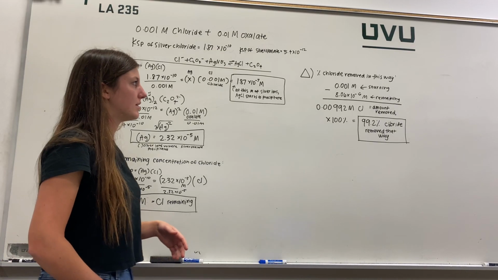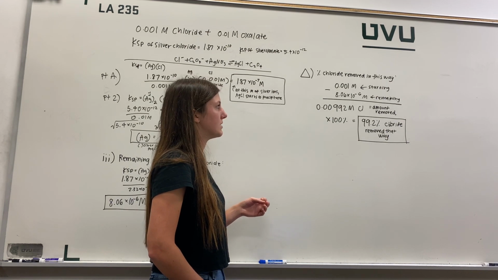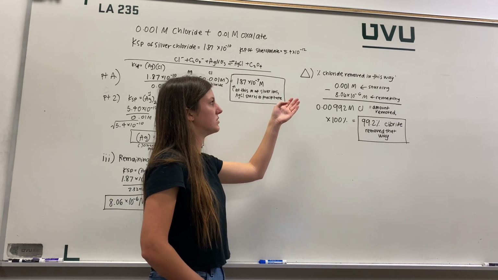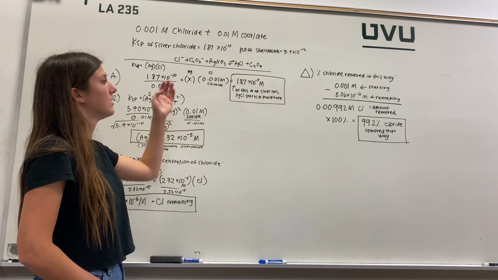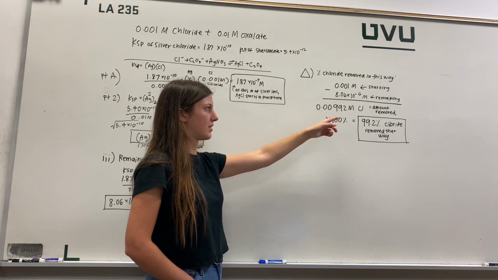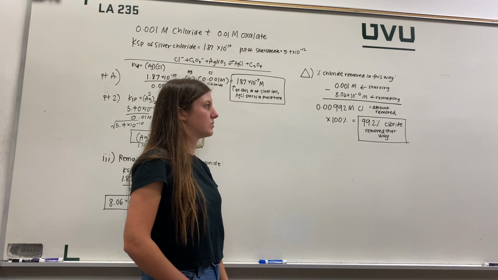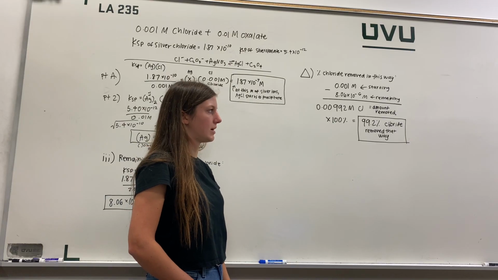So to find the percent of chloride removed in this way, we take the starting molarity of the chloride, which is 0.001 molarity, and we subtract what's remaining. That gives us our amount that's removed, and then we multiply that by 100 to give us a percent, which is 99.2% chloride removed in that way.